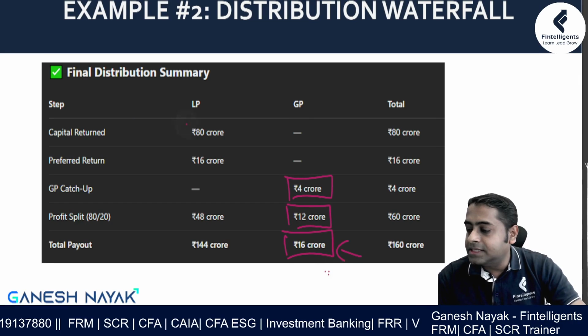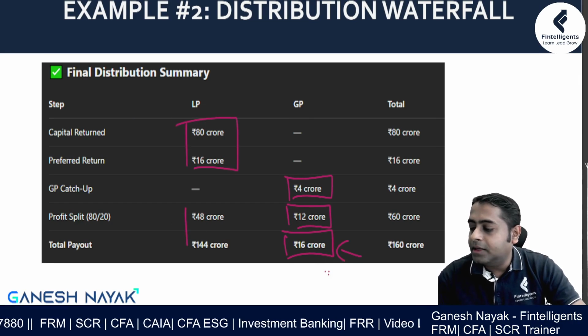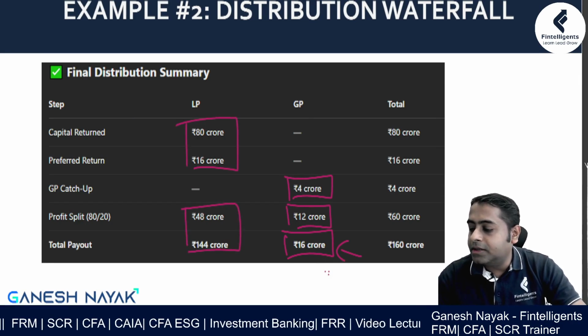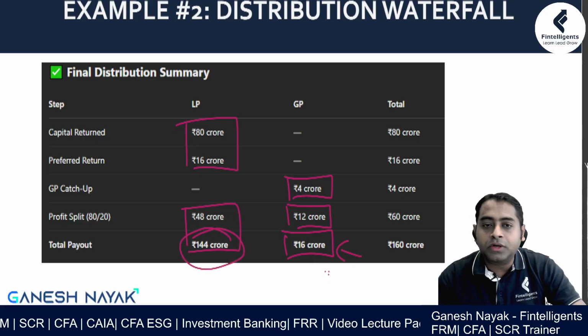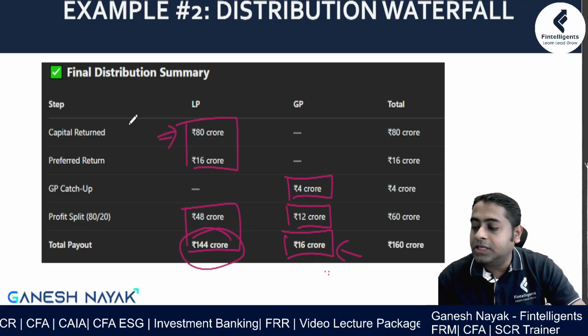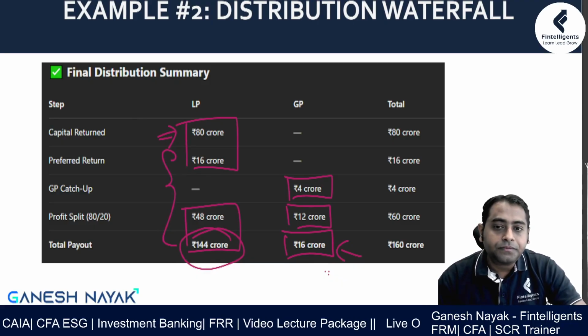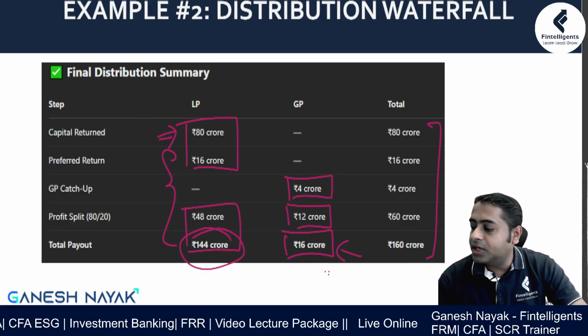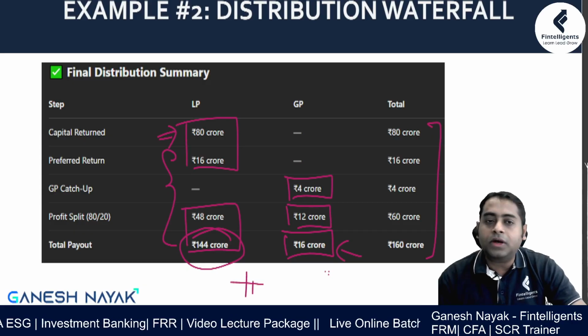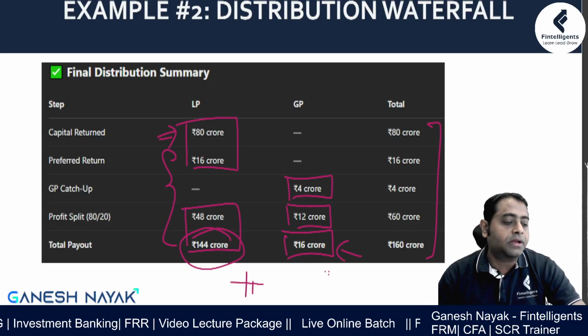This is the bifurcation for the LP. How much is he going to make? He is going to make 144 crore. His initial investment was 80 crores, and he's making 144 crores. This is the bifurcation of the sum. I'm going to take a pause. Any query, any confusion till this point?